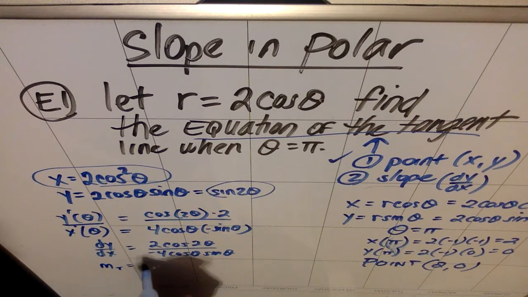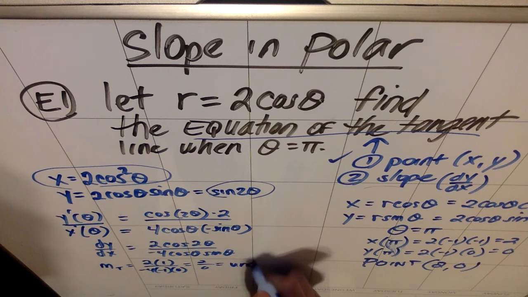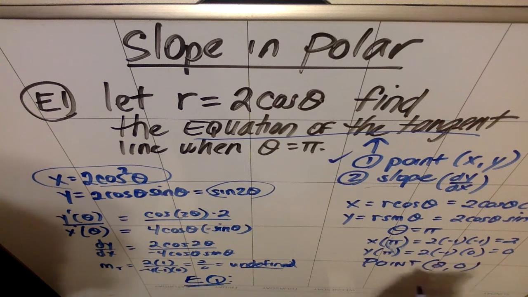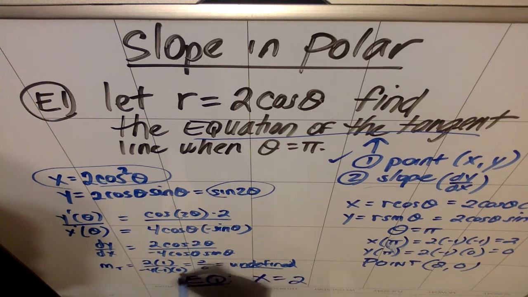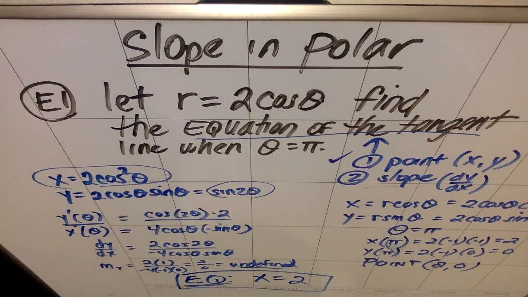So when I go to find my tangent slope, it is going to end up being 2 times 1 over negative 4 times negative 1 times 0, meaning I end up getting an undefined slope. So after all that work, it turns out that the equation of the tangent line is a vertical line through the point 2, 0, which means the tangent line is just x equals 2. But you can't know that until you find the slope as undefined.